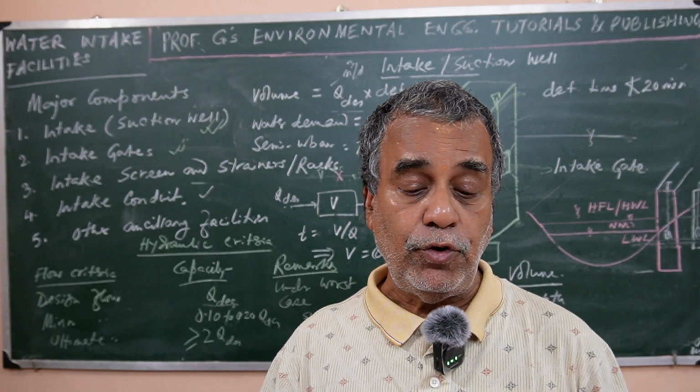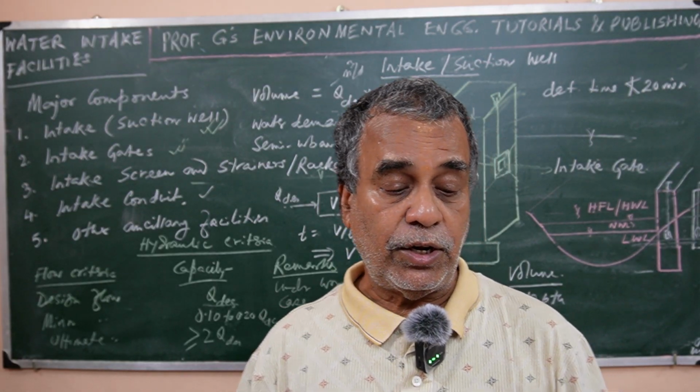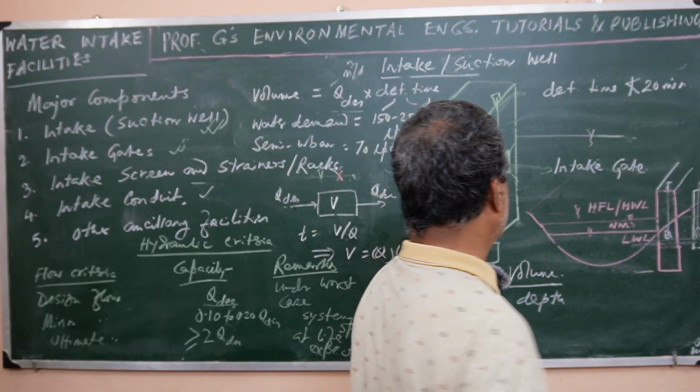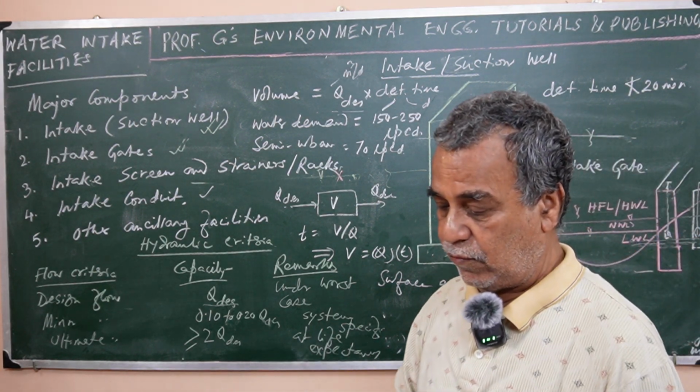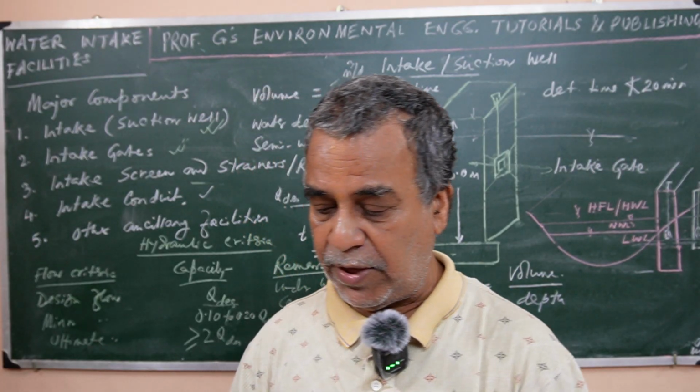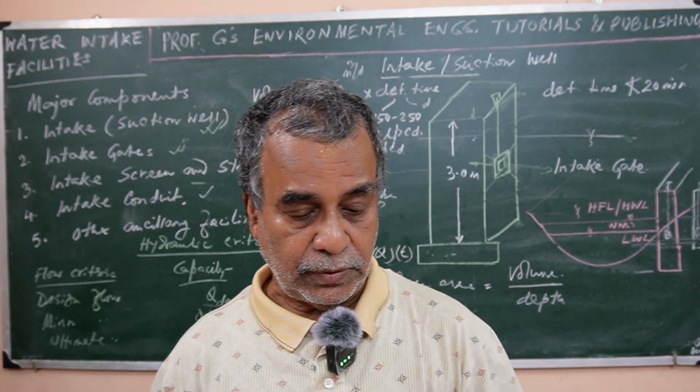The height of the foot valve above the bottom of the well should not be less than 0.6 meter. That means the foot valve, this non-return valve which you place here for pumping, right? So that foot valve, the non-return valve, should be placed at least 0.6 meter above the bottom of the well.